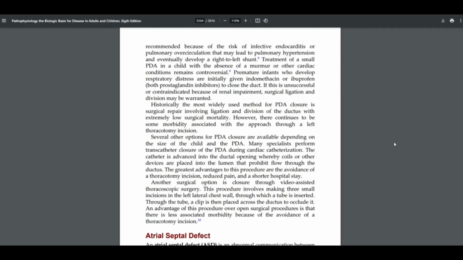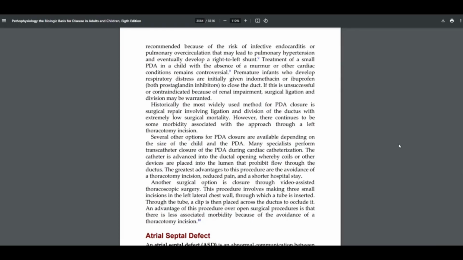Historically, the most widely used method for PDA closure is surgical repair involving ligation and division of the ductus, with extremely low surgical mortality. However, there continues to be some morbidity associated with the approach through the left thoracotomy incision. Several other options for PDA closure are available depending on the size of the child and the PDA. Many specialists perform transcatheter closure of the PDA during cardiac catheterization.